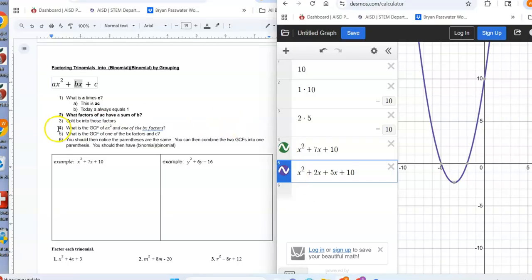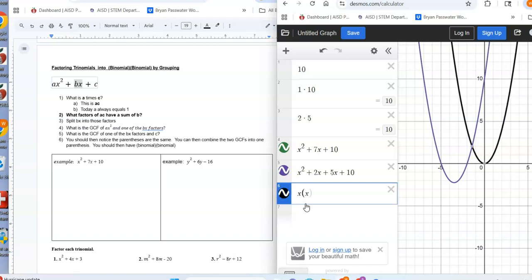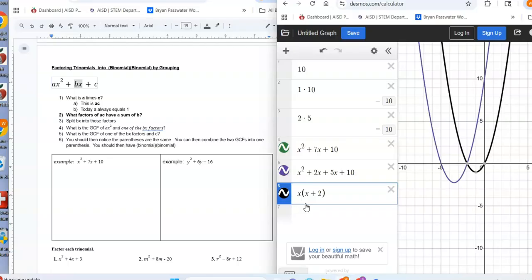All right, now next up, what is the greatest common factor of ax squared and one of the bx factors? So I want to find the greatest common factor of x squared and 2x. That is x. And then I would divide out x from both of those. x squared divided by x is x. 2x divided by x is 2.